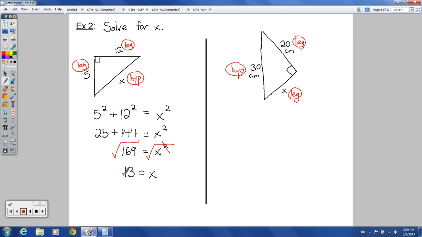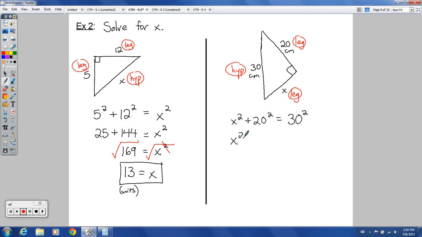No units are given, so we can leave that out. But I'll have you write units in parentheses underneath. Is it units squared or units cubed or anything like that? No, it's just a length. The lengths are just plain old units. Over here, what's a leg squared plus leg squared? It would be x squared plus 20 squared. If you said 20 squared plus x squared, that's also valid, not a problem. But you have to have equals 30 squared on the other side.